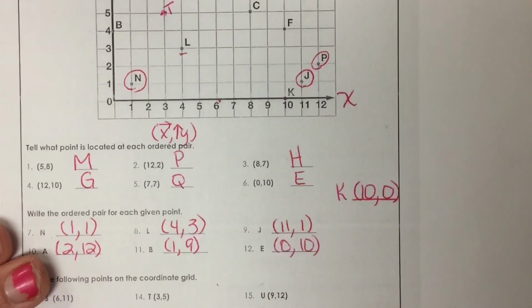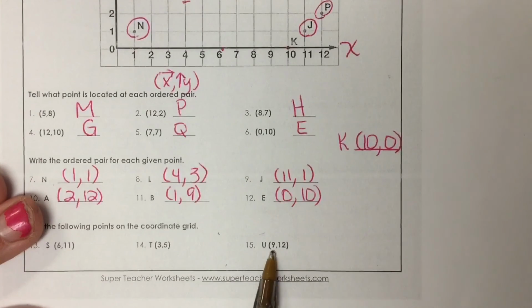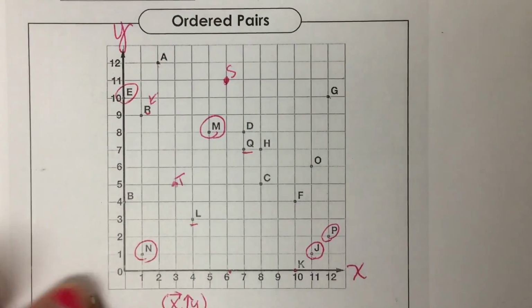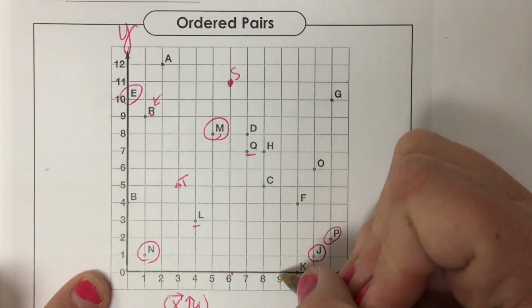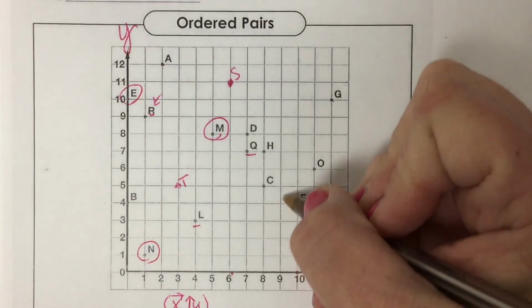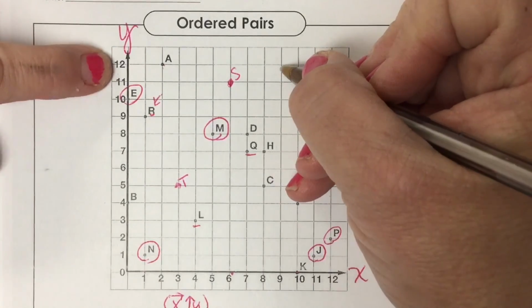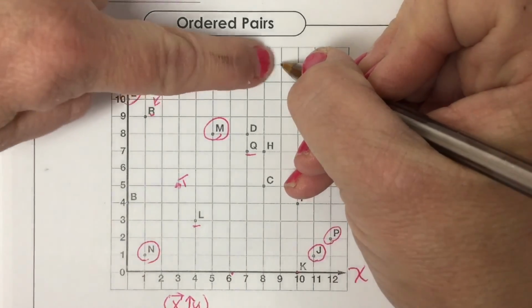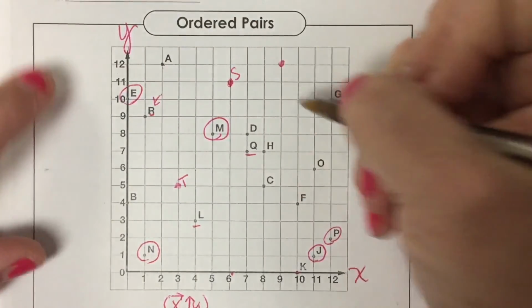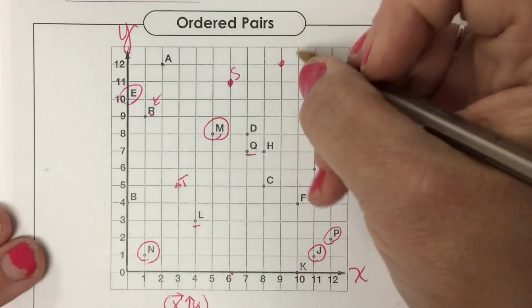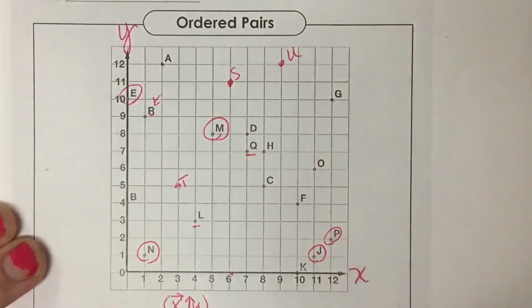Okay, one more. 9, 12, and we're going to name it U. So again, I'm going to start at 0. I'm going to go over to the 9, and then I'm going to go up on that 9 all the way till I get to 12. Well, there's 12 right there. So there's where 9 and 12 intersect each other. We're going to label it U.